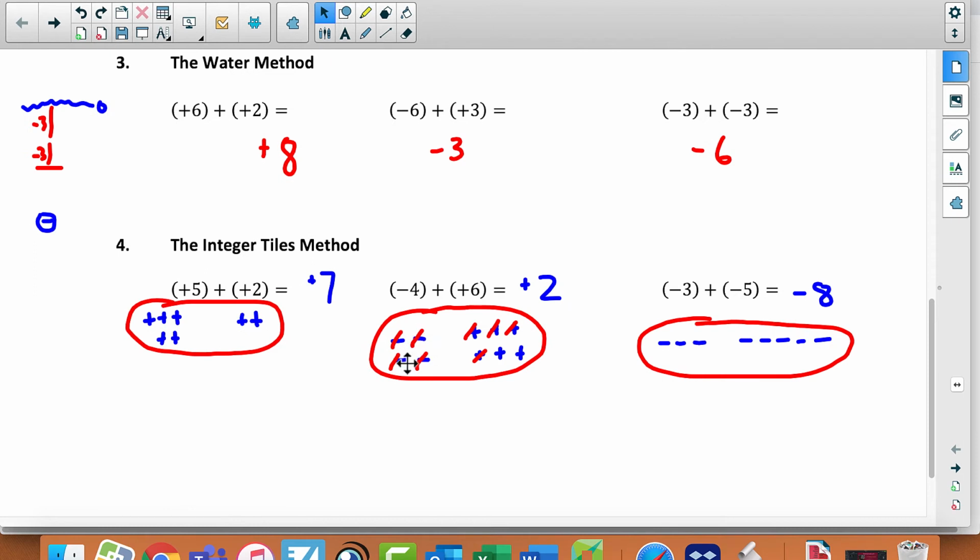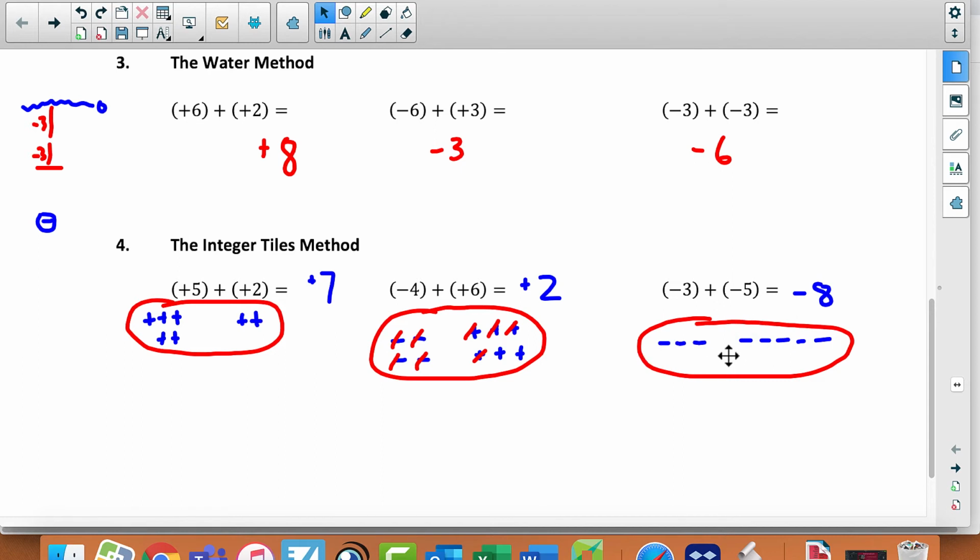We had 4 negatives and 6 positives. How many more positives are there than negatives? There's 2 more. We knew that once we did the canceling. How about this one? We had 5 positives and 2 more positives. How many positives are there than negatives here? Well, there's 7 more, because there's no canceling at all.